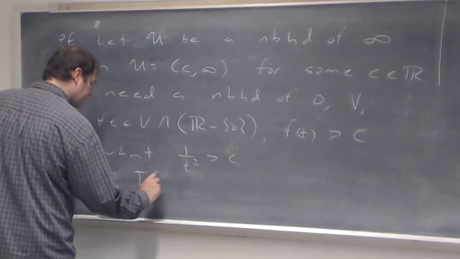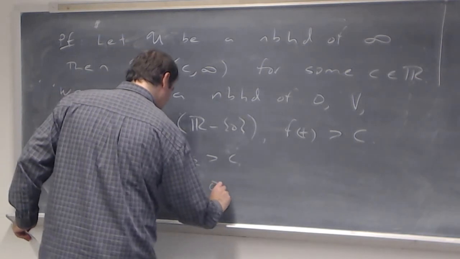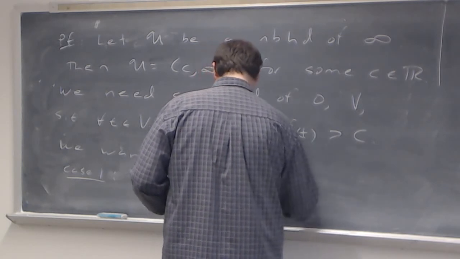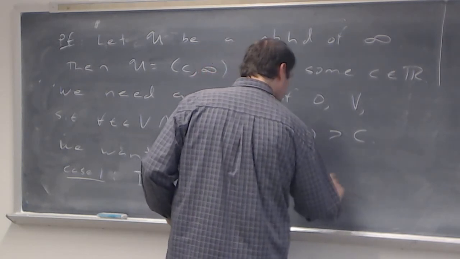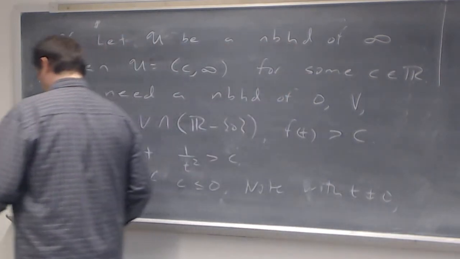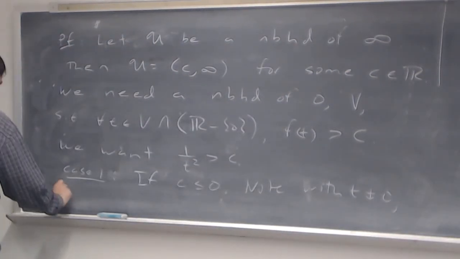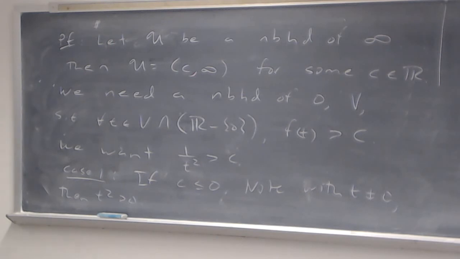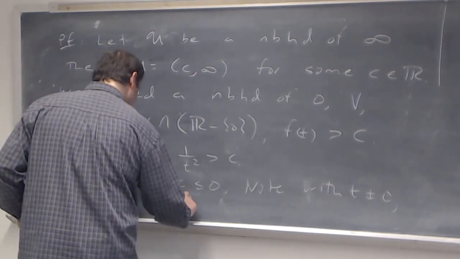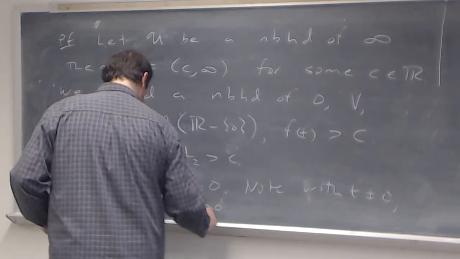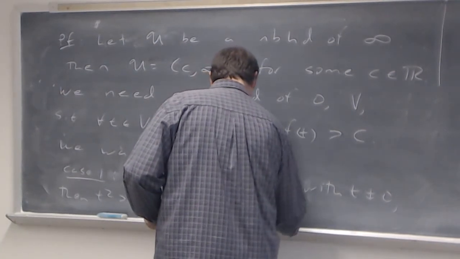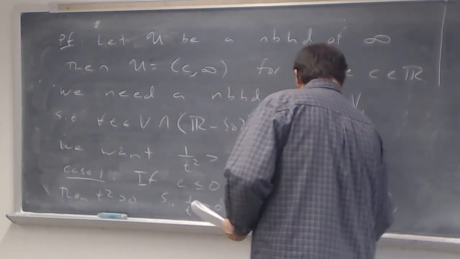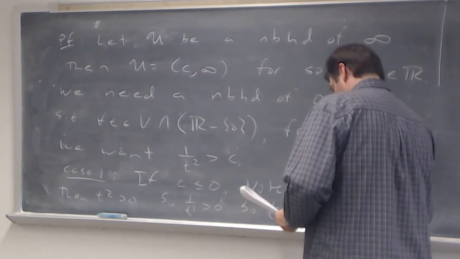If c is less than or equal to 0, then we stop and we say, well, note, with t being different from 0, then t squared is greater than 0. So 1 over t squared is going to be greater than 0. So 1 over t squared is going to be greater than c, and that's true for all t different than 0.